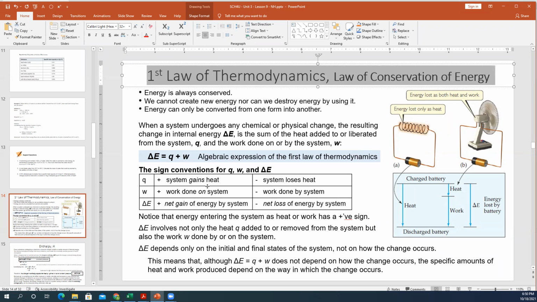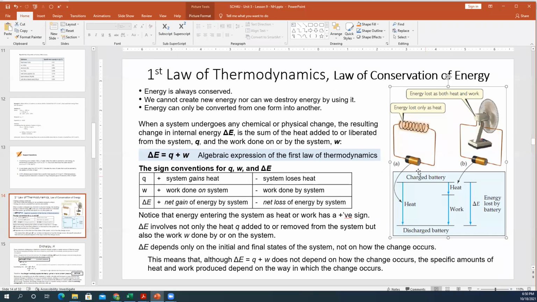Energy can't be created or destroyed. It can only be converted from one form, in this case the chemical energy stored in the battery, to another form, heat energy, or to some amount of heat and some amount of work, which overall adds up to be the same.